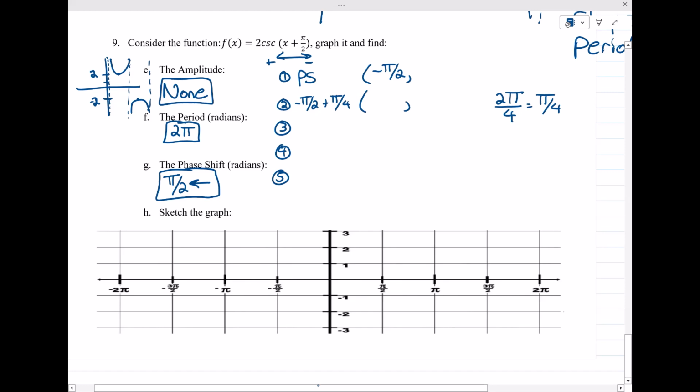You could use a calculator if you want. You could do negative 1/2 plus 1/4 is negative pi over 4. And then negative pi over 4 plus pi over 4 is 0. 0 plus pi over 4 is pi over 4. And then pi over 4 plus pi over 4 is 2 pi over 4, or pi over 2.